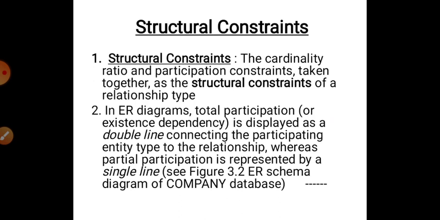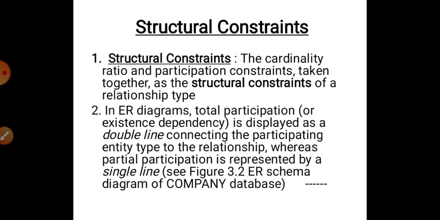Structural constraints. Point number 1. The cardinality ratio and participation constraints taken together are referred to as structural constraints of a relationship type. Point number 2. So that means cardinality ratio and participation constraints together are called structural constraints, because these are two structural constraints.